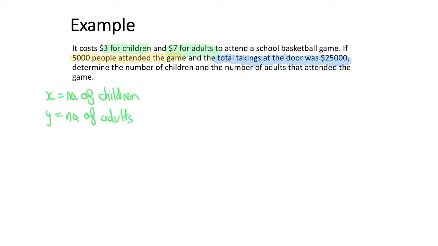The next step is to come up with two equations from the information in the question. We know that the total number of people attending the game was 5,000, so x plus y is going to equal 5,000. And we know that the total takings was $25,000. So if we multiply the number of children by $3, so 3x, plus the number of adults by $7, so 7y, that is going to equal 25,000. Now we've got our two equations that we want to solve simultaneously.